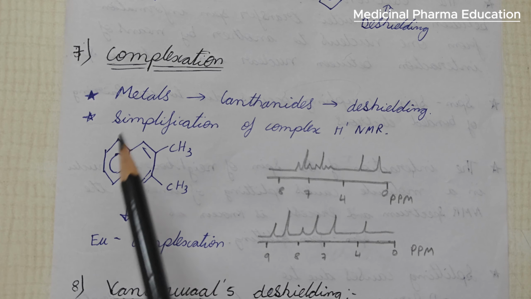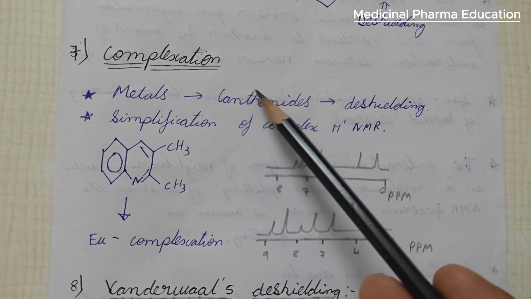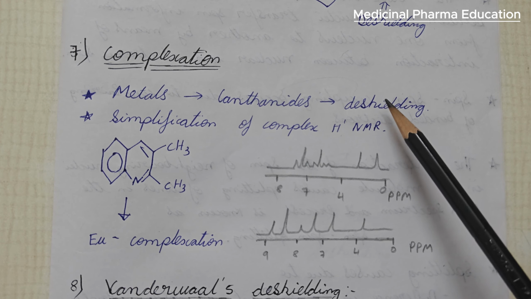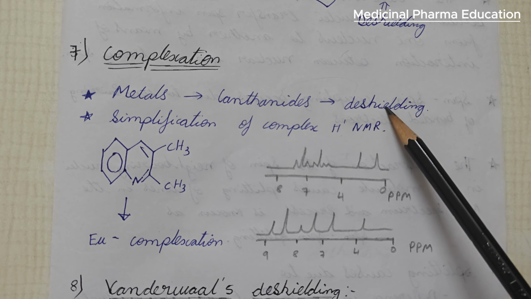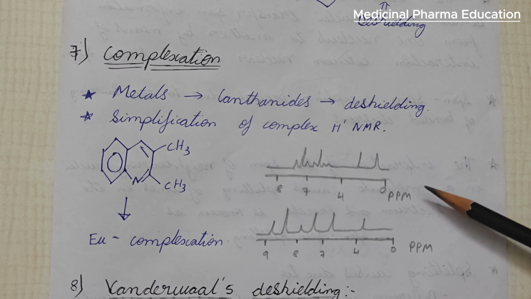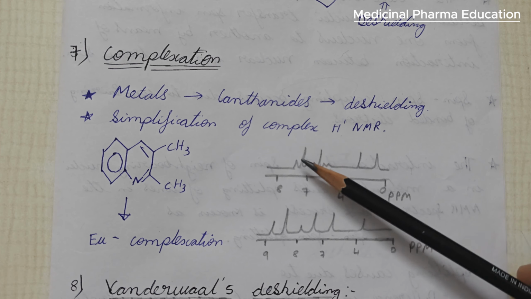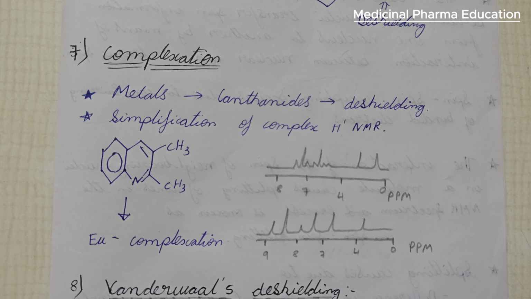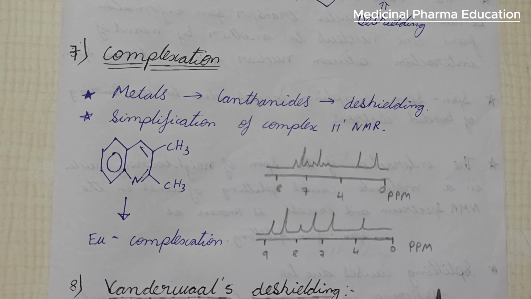In complexation, what happens? After the complexation, metals convert to lanthanoids. These lanthanoids in turn cause deshielding. You can see the parts per million, or chemical shift values. As you can see, one is more complex, and this one is not more complex. Here it is not more complex due to deshielding. That's the effect of complexation. In simple terms, complexation of metals converts them to lanthanoids, which causes deshielding.